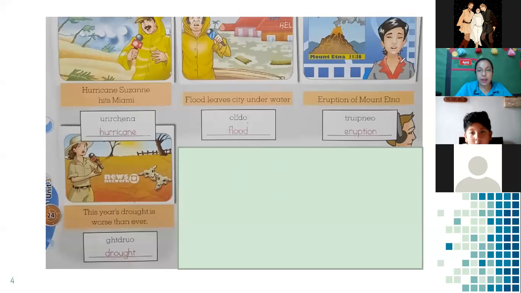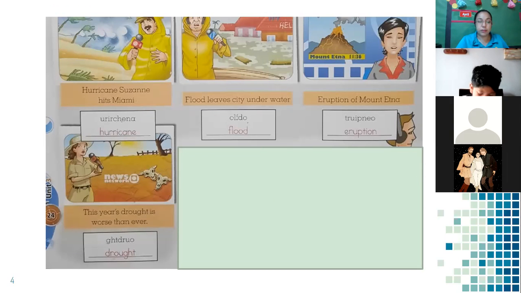Now let's check the vocabulary part. We have hurricane, flood, eruption, drought, tornado, earthquake, and tsunami. We have these vocabulary words. Carlos Cornejo, tell me, do you have a doubt? No. Excellent, Carlos. Thank you very much. This one is on page number 24. Remember, this is vocabulary related to natural disasters. So we have drought, earthquake, eruption, flood, hurricane, tornado, and tsunami. This is the vocabulary that we practiced today. Good job. Let's continue, next part.